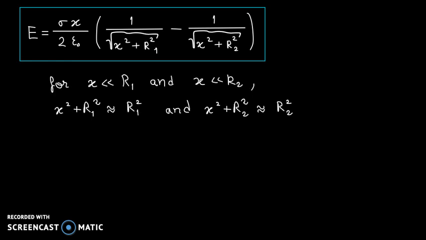For x much smaller than R1 and much smaller than R2, x squared plus R1 squared is approximately equal to R1 squared, and x squared plus R2 squared is approximately equal to R2 squared. So it's as if we're replacing x with 0, but note that we can't do that everywhere. We have an x in the numerator, we can't put 0 for that. In that case, the whole electric field magnitude will be 0. So that we can't do.